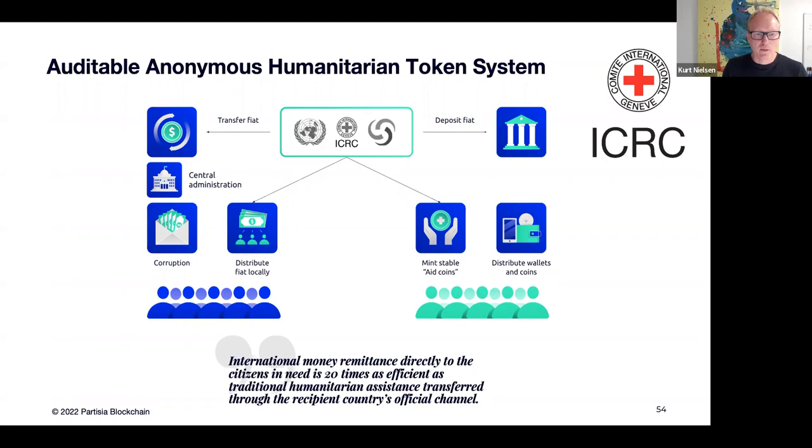And giving money in the hands of the people that need it is the absolute most efficient way to help people in a crisis zone. Not sending in commodities, give them money, because that will strengthen the economy and they can all improve. But you need to do that in a way that is non-corruptible. And that's exactly what we're doing here.